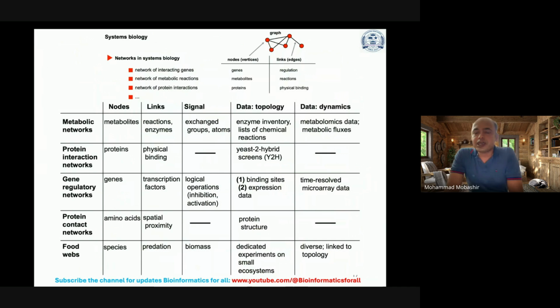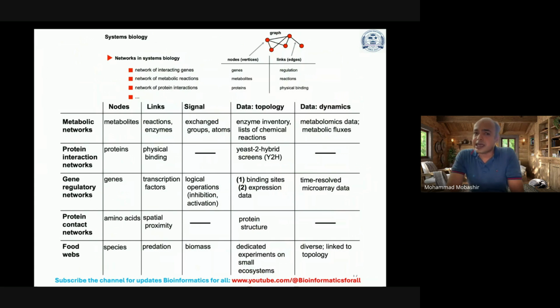Now, if you want to understand the roles of components of the networks, in metabolic networks, nodes are metabolites. In protein interaction networks, nodes are proteins. In gene regulatory networks, nodes are genes. In protein contact networks, nodes are amino acids. And finally, in food webs, the species are the nodes. Links are also different: reactions and enzymes in metabolic networks, then physical binding in protein interaction, transcription factors in gene regulatory networks, spatial proximity in protein contacts, and in food webs, it is predation.